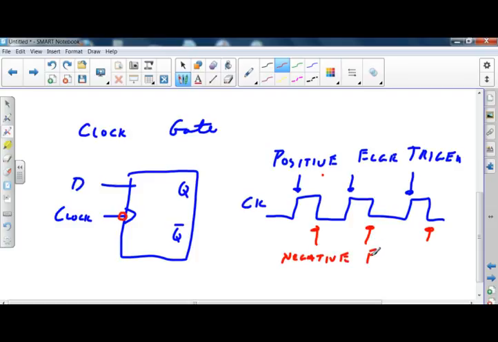Negative edge trigger. And I spelled edge different up here, didn't I? Yeah, is that better? Didn't even notice that, did you? I misspelled edge. All right.